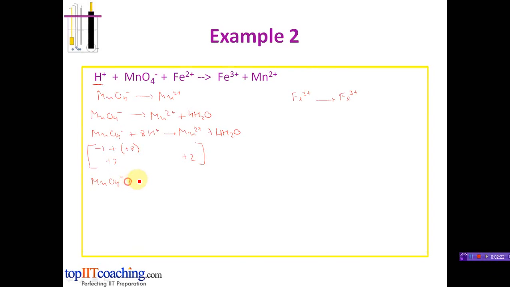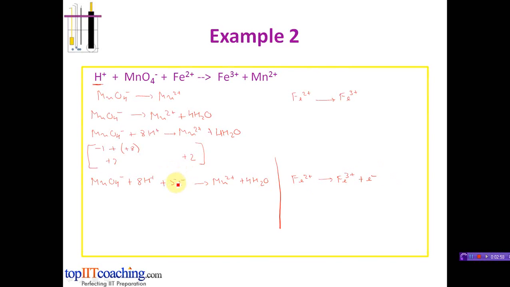So the reaction will be MnO4 minus plus 8H plus plus 5 electrons will give Mn2 plus plus 4H2O. Now for the other half reaction, the charge is plus 2 on the left hand side and plus 3 on the right hand side. So we are going to add 1 electron to the right hand side. So the equation that we get is Fe2 plus will give Fe3 plus plus an electron.